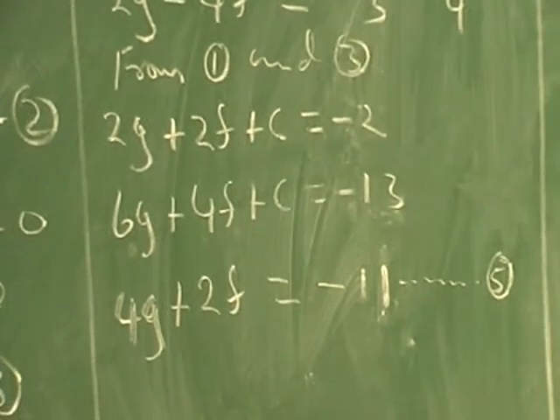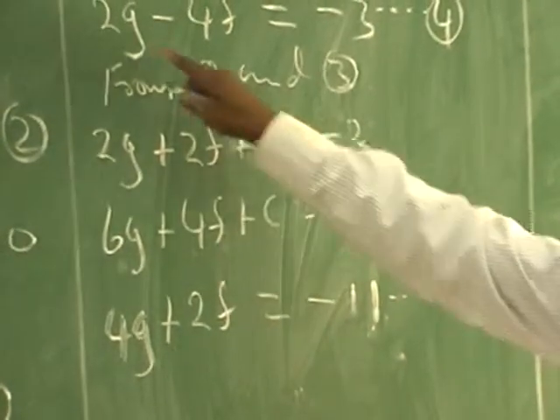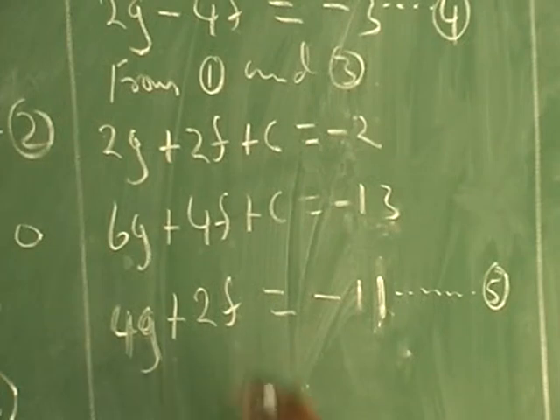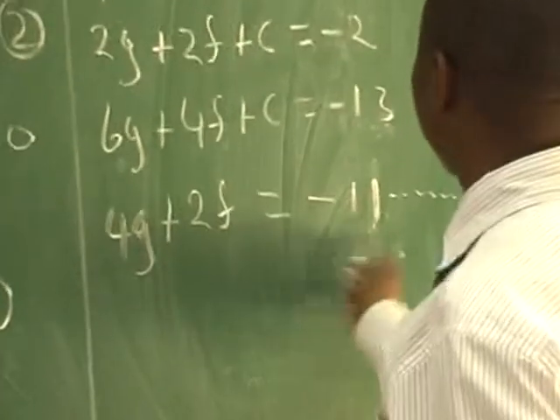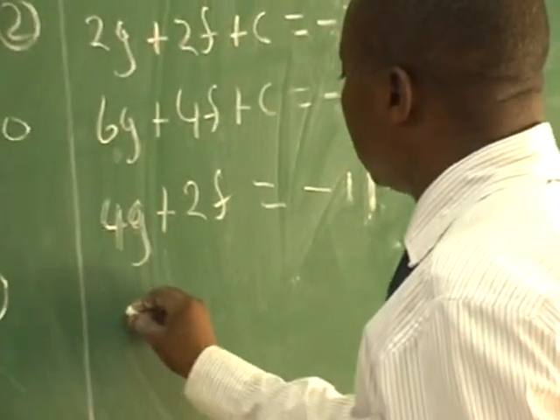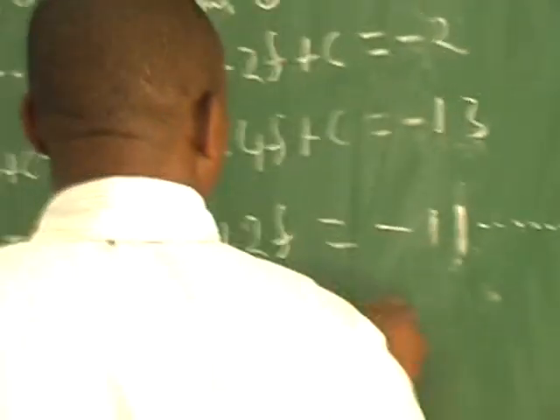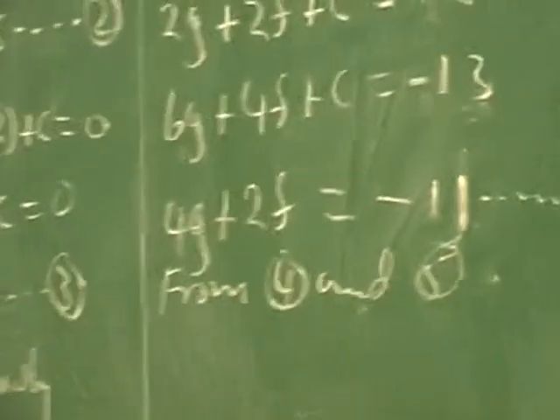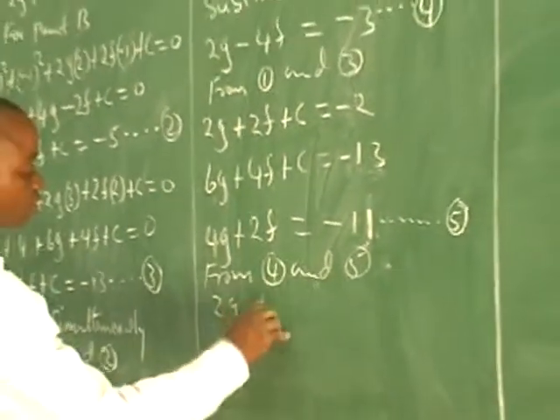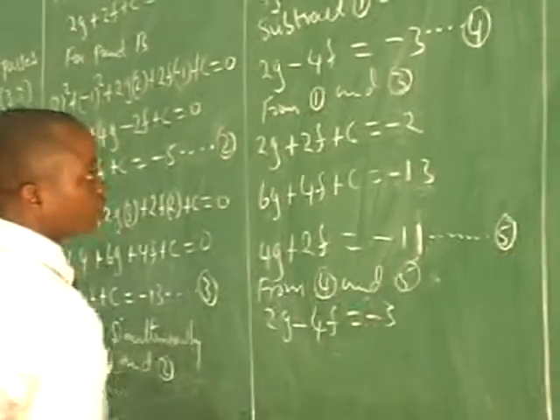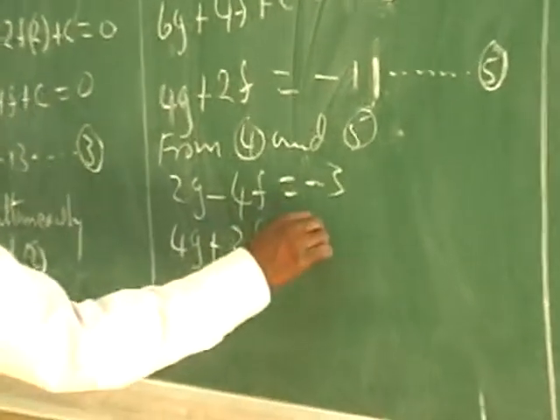So we have 5 equations now. But we see that equation 4 and equation 5 have two variables. So we can solve equation 4 and 5 simultaneously. From 4 and 5, we will write 2g minus 4f is equal minus 3, and we also have 4g plus 2f is equal minus 11.